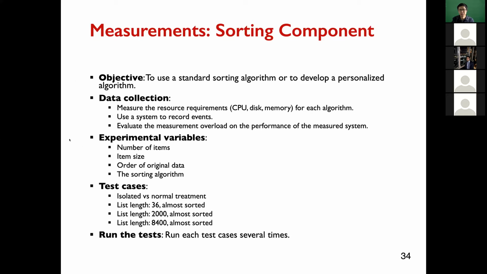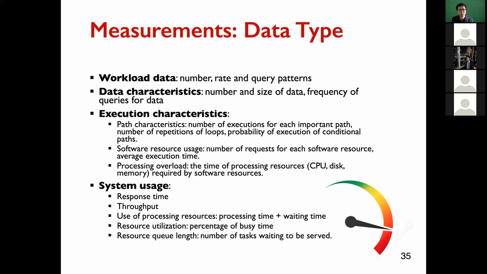So this is an example of measurements for a sorting algorithm. There are different data types we measure during software performance measurement. For example, workload data: how many users are using the system at the same time, and what kind of usage patterns? Are they logging in, changing a password, or viewing emails? Those are workload data. We also have data characteristics: the size of data and frequency of queries for data.